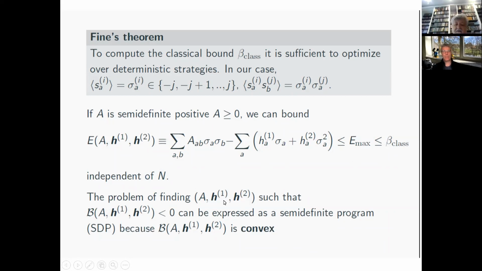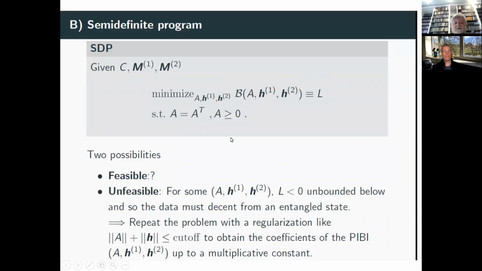And therefore, the problem of finding the semi-definite matrix and the vectors H1, H2, such that this thing is smaller than 0, can be expressed as a semi-definite programming problem, because this function is convex. And this is what we really do. So we try to minimize and so on. And then there are two possibilities. Either it is feasible to find the minimum, and then it means that nothing happens, but it might be unfeasible. So for some of these choices, this L becomes negative and becomes unbounded essentially from below. And that means that the data must descend from the quantum, from the entangled state. You can somehow regularize it and things like that. I don't want to go into the details, but the point is you use semi-definite programming to check whether from your data and from the designed Bell inequalities, you can invoke that your state is entangled or not.